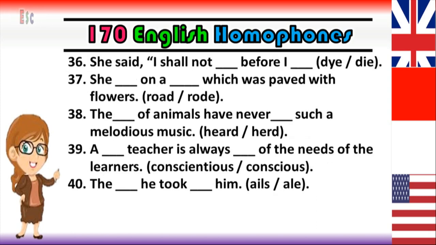36. She said, I shall not, before I die/dye. 37. She rode/road on a road/rode which was paved with flowers. Road/road. 38. The herd/heard of animals have never heard/herd such a melodious music. Heard/heard. 39. A conscientious/conscious teacher is always conscious/conscientious of the needs of the learners. 40. The ale/ail he took, ales/ale.